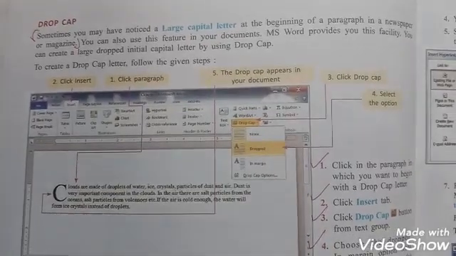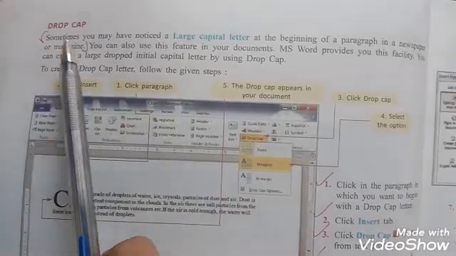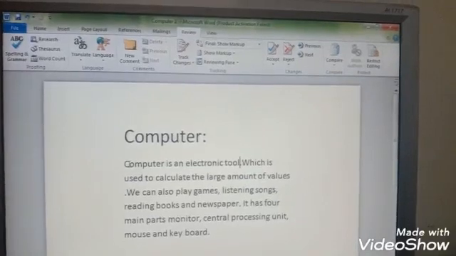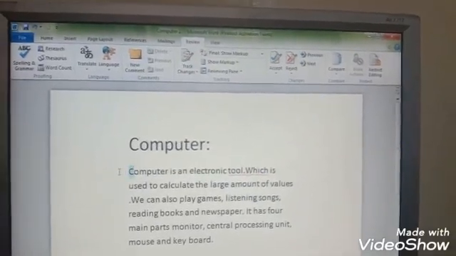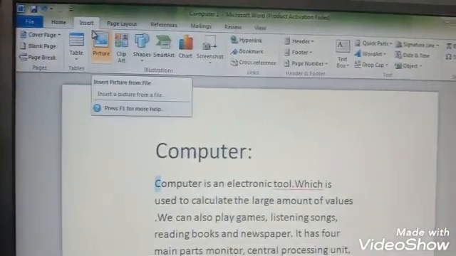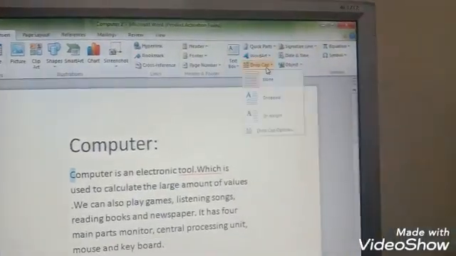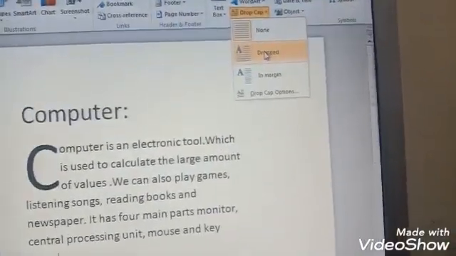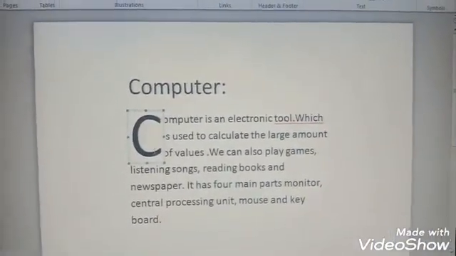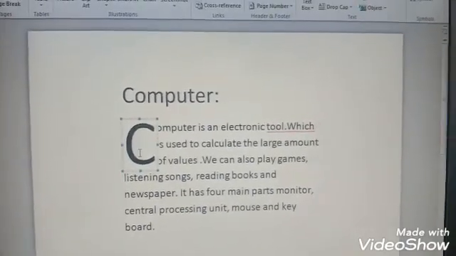When you click, the drop cap appears in your document. Now we are going to perform how we can use drop cap in our computer system. To apply drop cap, select the text. Click Insert. From the Text group, click Drop Cap. Click the Dropped option. The first word is capital. This is known as dropped or drop cap.